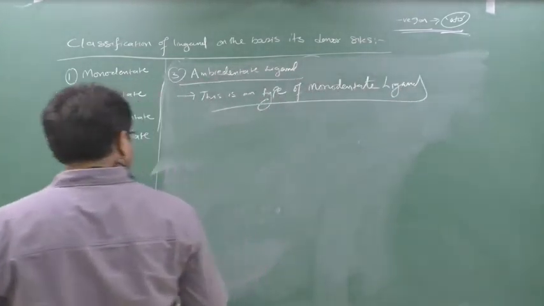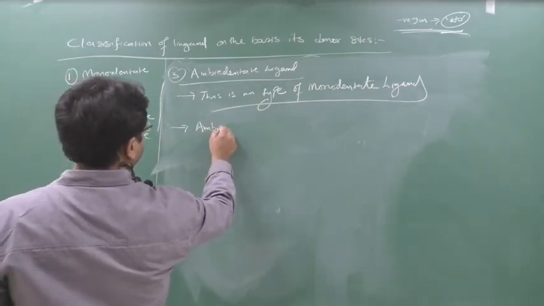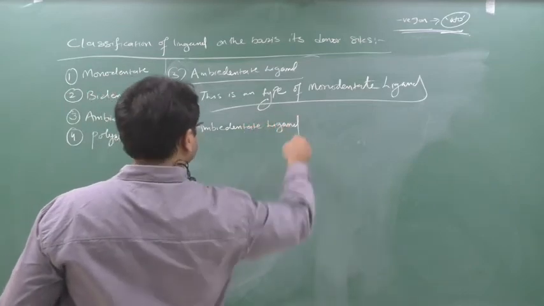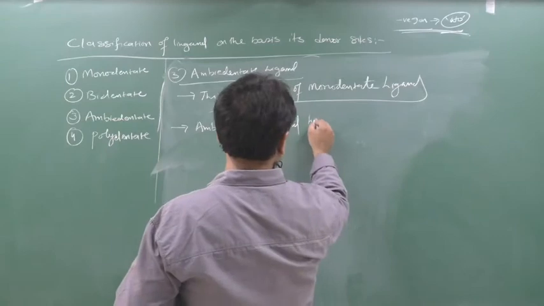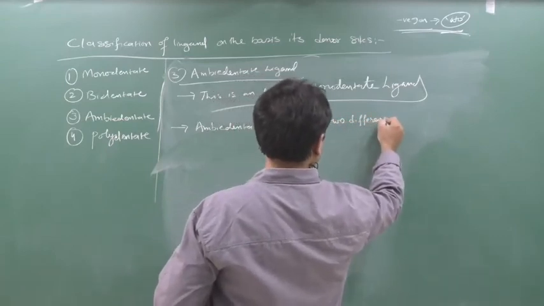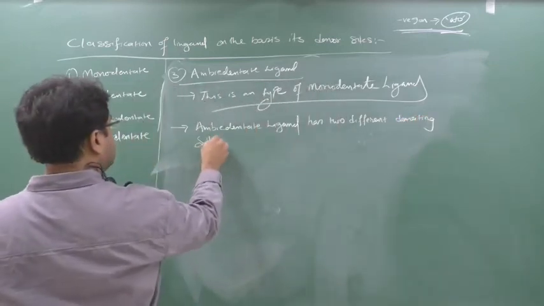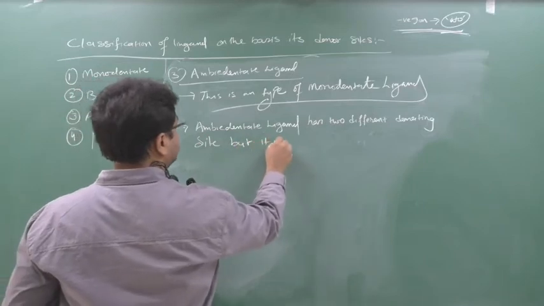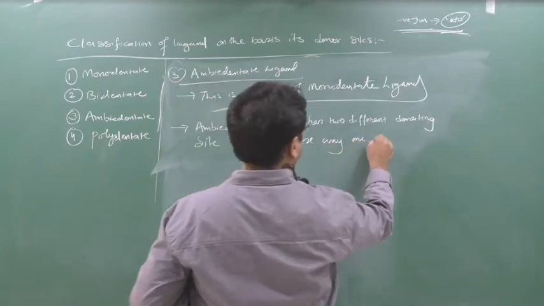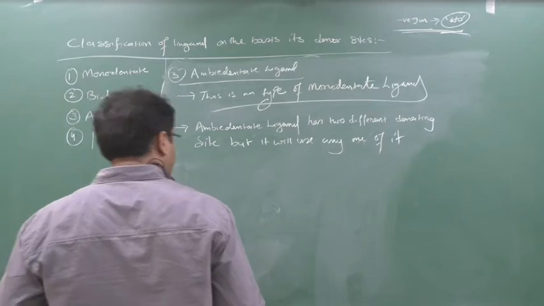So here, ambidentate ligand, write down the definition. An ambidentate ligand has two different donating sites, but it will use any one of them.